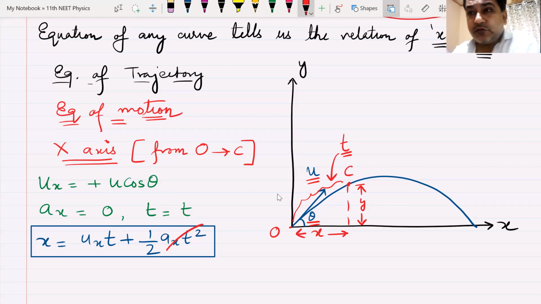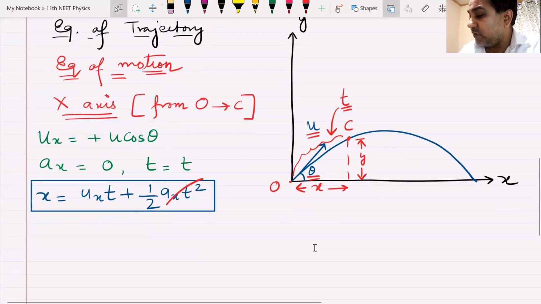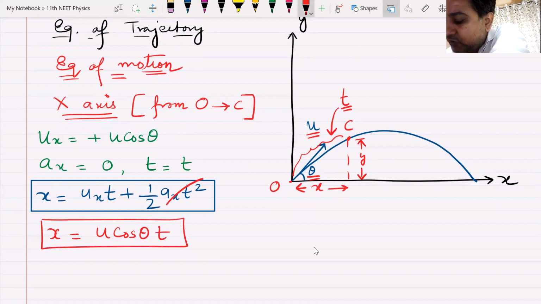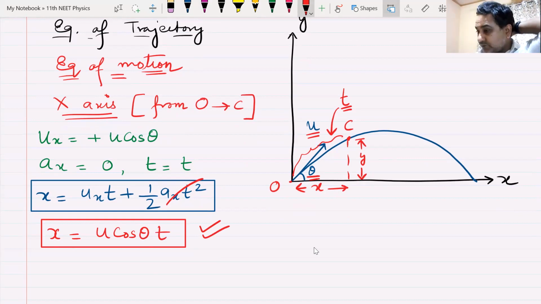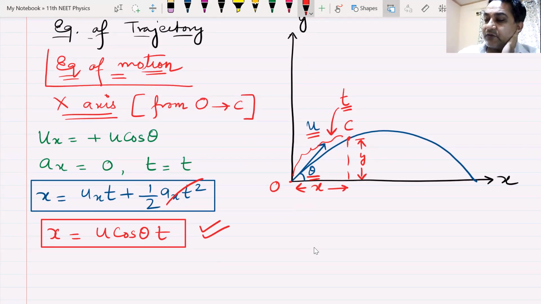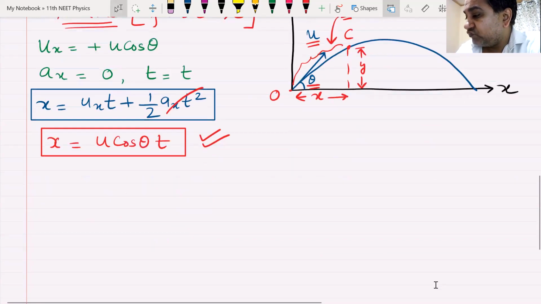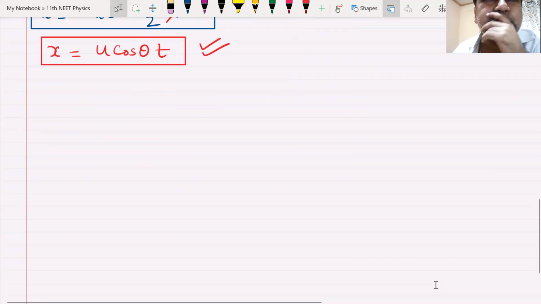We know that ax is 0. So what do I get from this equation? I get x is equal to u cos theta multiplied by t. This is what I get from my x-axis. Am I clear? I've applied the equation of motion along x-axis from O to C, and this is the result that I've achieved. What will I do next?